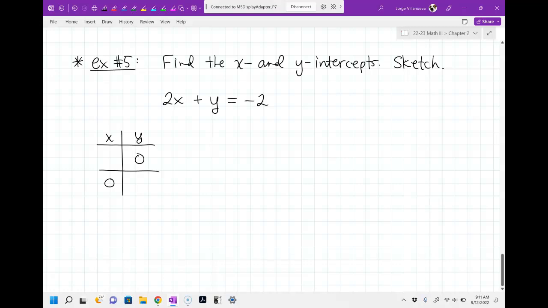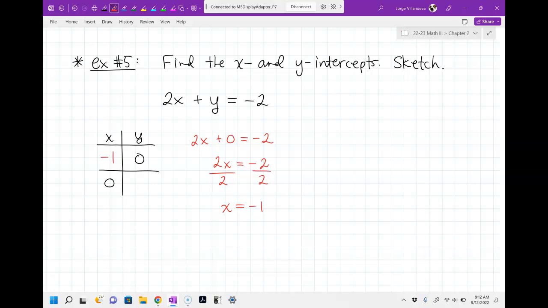Okay, so let's plug in 0 for y first. So here we go. 2x plus 0 equals -2. Well, that means that 2x is -2. So what's x equal to in this case? -1, right? Because I'm going to have to divide by 2. -1. So that's 1 point, -1, 0.